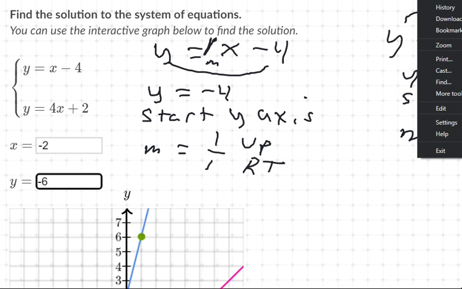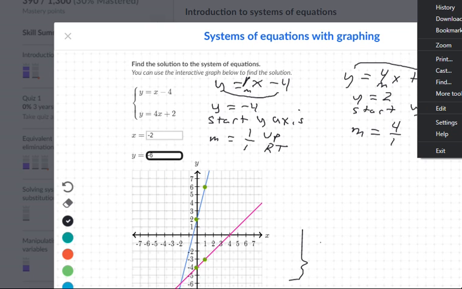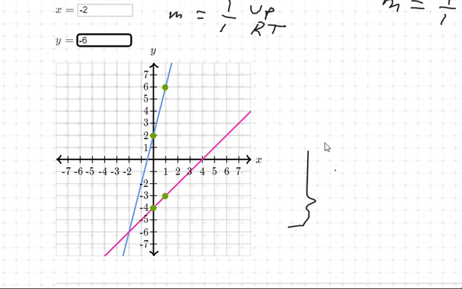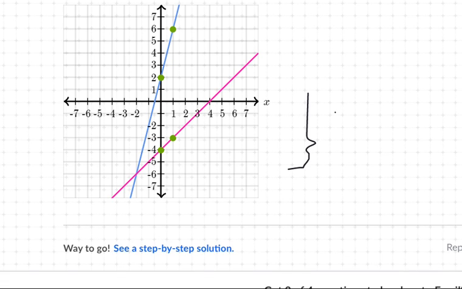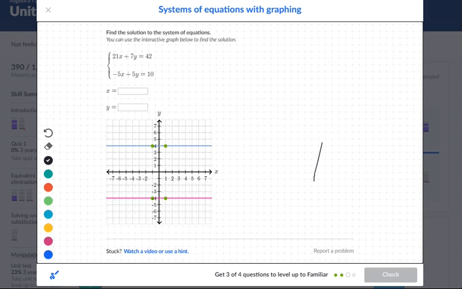So let me see if I can bring this back down. So right here we're at negative 2 and negative 6. So let's go ahead and check this and see if this is correct. Okay, so let's take a look at our next question here.